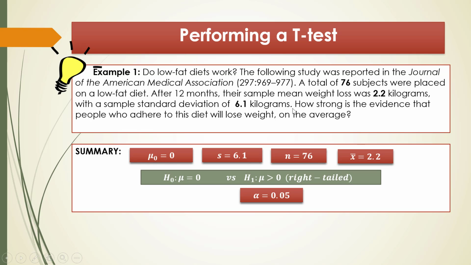So first, we have to summarize the information. Here we have 76, 6.1, 2.2. These are the 3 important pieces of information.